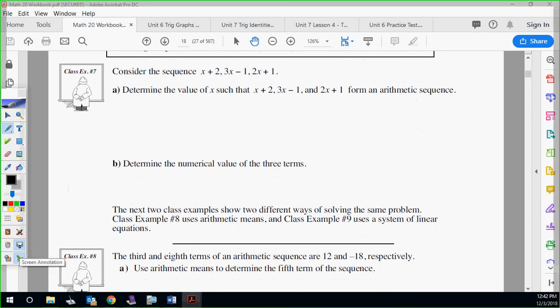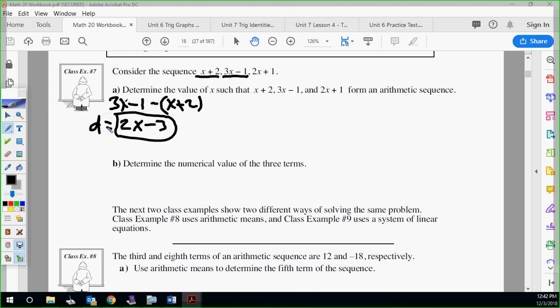Consider the sequence x plus 2, 3x minus 1, and 2x plus 1. So what we want to do first is find the common difference. We can still do this. I know it's weird because it's variables. But what would we do normally? We would take the second one minus the first one, right? So if I go 3x minus 1, subtract x plus 2, 3x minus x is 2x. Negative 1 minus 2 is 3. So this right here, that's my common difference. Just stay with your same rules, even though it's weird. 2x minus 3 is my common difference for the first two.